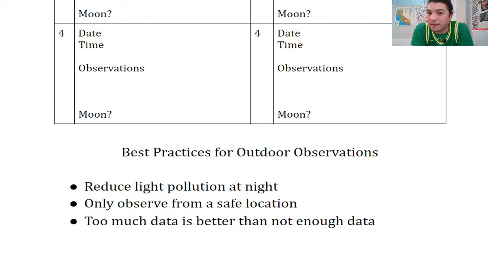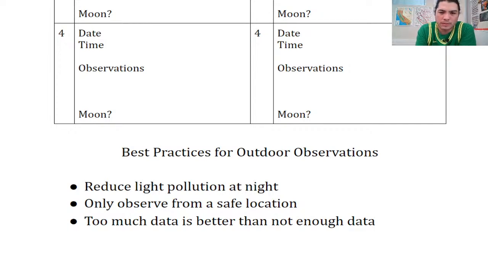Only observe from a safe location, okay? If you don't have a backyard and it's not really safe to go stand outside in the front yard for 5 to 10 minutes at night after it gets dark, it's perfectly okay to turn the lights off in your room, or whatever room works best where you can see the best views outside, and peer out of a window. But again, reduce that light pollution. Turn off all the lights in your room while you're observing, okay? And then lastly, too much data is better than not enough data, okay?